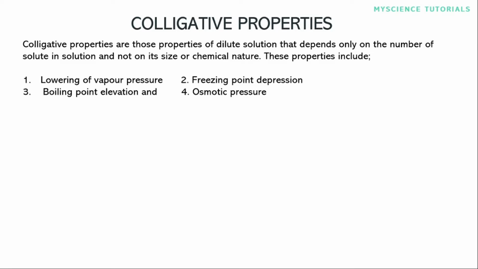Now these properties include: 1. Lowering of vapor pressure, 2. Freezing point depression, 3. Boiling point elevation, and 4. Osmotic pressure. It is important for us to know that these properties are all related to each other. So once you are able to find the vapor pressure depression, you can easily find the freezing point depression, the boiling point elevation, and the osmotic pressure because they are interrelated.